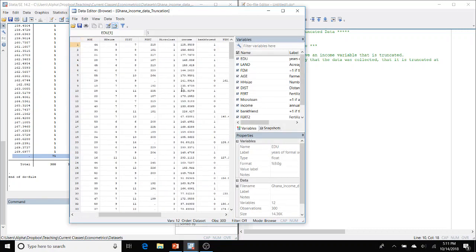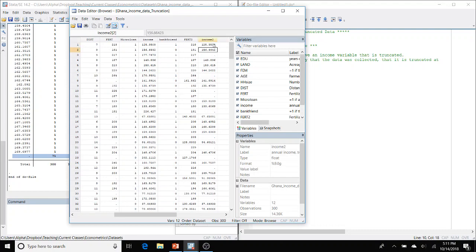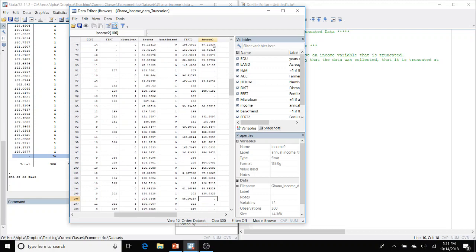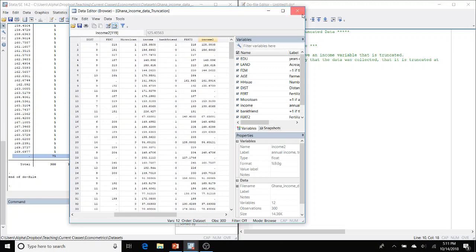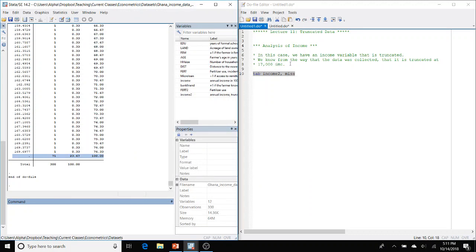If we look in the data, we can go to income 2, and we can see that we have a lot of missing values. So it looks like our income 2 variable is truncated. Even if I didn't know anything about the way the survey was collected, if I did tab income comma miss, I might be suspicious of truncation because I can see that we're missing a lot of values in the dependent variable.